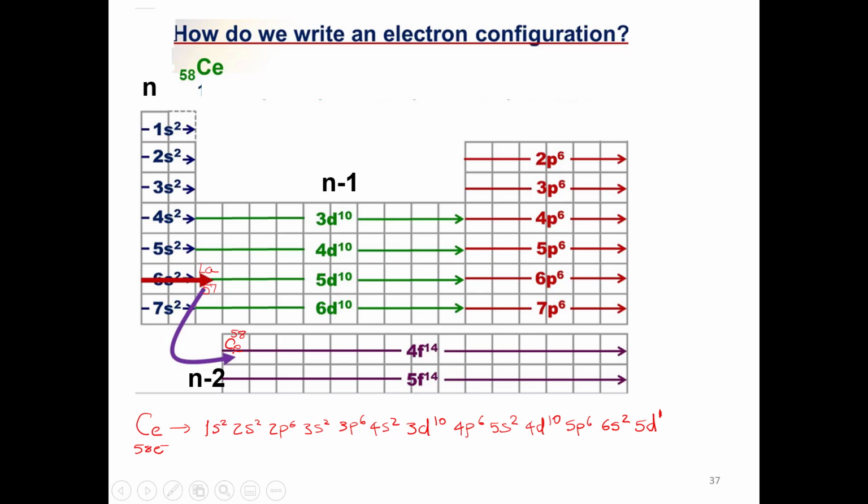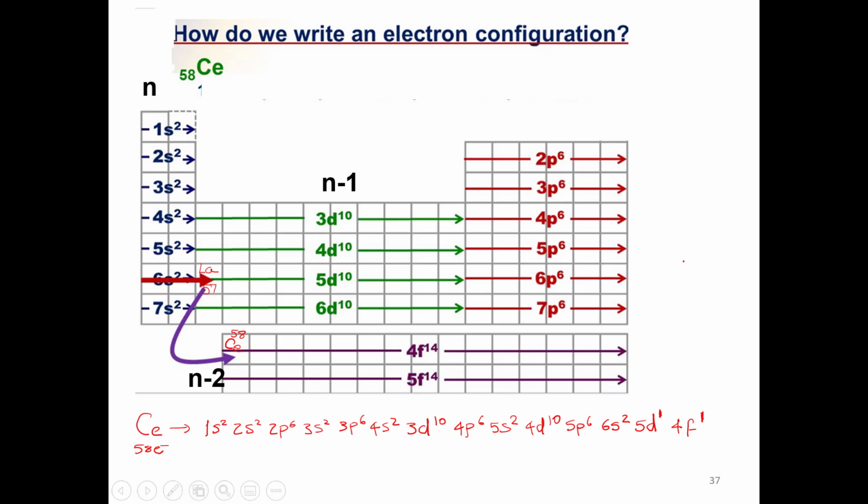This is f. What is the main number? It's not 6. We need to subtract 2. Then it's 6 minus 2 is 4. This is why we have here 4f. And now because it's in the first column, it will be 4f1.